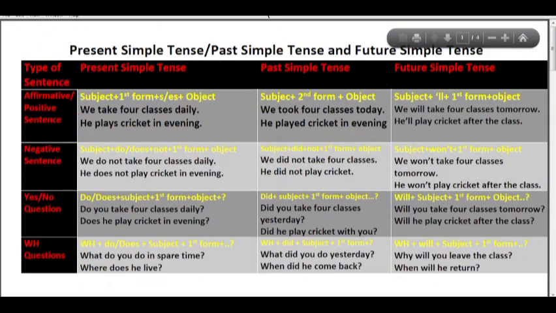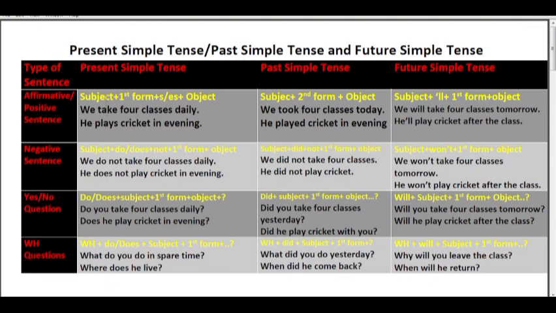Okay, so first of all we have simple tenses. We have three simple or indefinite tenses: present simple tense, past simple tense and future simple tense. Now, how to make positive sentences in these three tenses? In present simple tense, we have subject. Subject may be singular or plural. So if the subject is plural, then we only add first form of the verb and then the object. For example, we take 4 classes daily. We is the subject, take is the first form, 4 classes is the object.